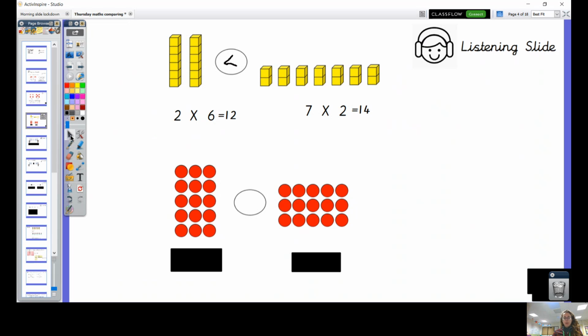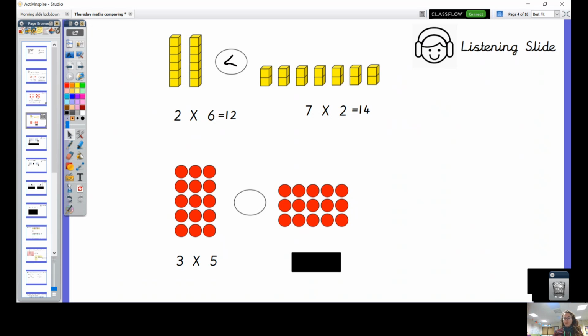Okay, I want you to have another think about the next one. So the next question is shown as 2 arrays. Okay, have a look at them carefully. What's going to be underneath these black boxes, do you think? It's going to be n times n and n times n. Pause the video and have a think first.